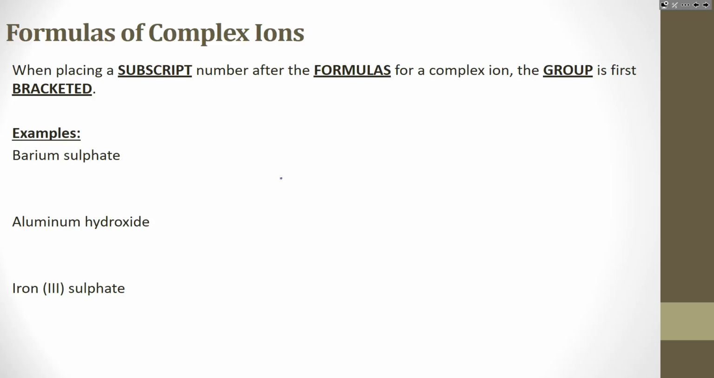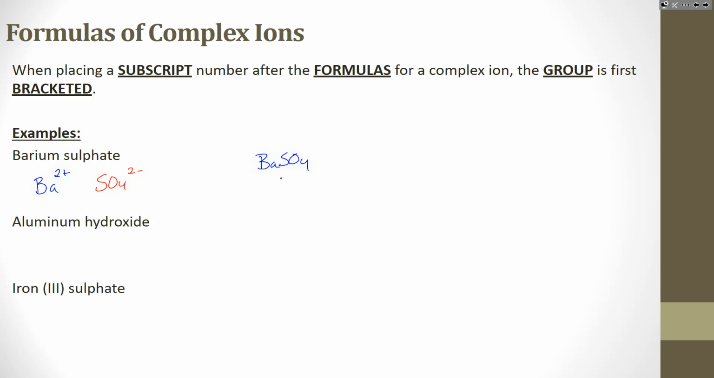So if we're trying to find the formula for barium sulfate, we look up barium on our periodic table, and barium is in the second column, so it's Ba with a 2+. Then we look up sulfate on the backside, SO4 2-. So if I want to put these together, it literally just becomes BaSO4. I don't need more than one of each because they already add up to 0.